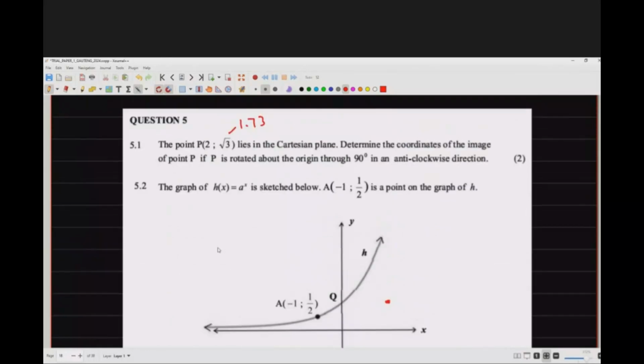5.2 says here that the graph of h of x is equal to a to the x is sketched below. A is given by (-1, 1/2), and this is a point on the graph of h.